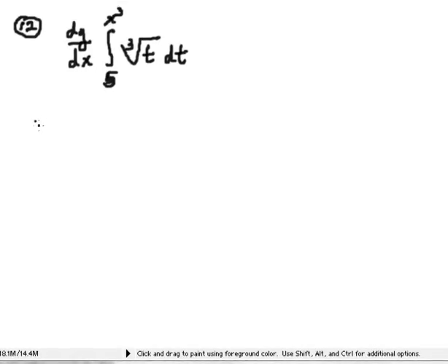Okay, continuing our review for the final. Question 12 has to do with the fundamental theorem of calculus, the second part.